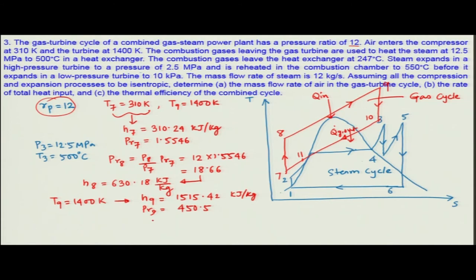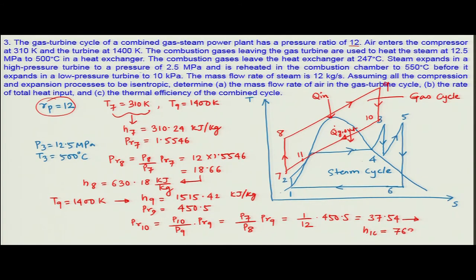Now, we can come to state 10. So, PR10, the relative pressure at state 10, should be equal to P10 over P9 multiplied by PR9. So, P10 over P9 is basically P7 over P8, right? Because P7 is equal to P10 and P9 is equal to P8. Now, P7 over P8 is nothing but 1 over 12, that is 1 over the compression ratio, and PR9 is 450.5. If you evaluate this, you will get 37.54. Now, corresponding to this PR10, you can find H10, and H10 can be obtained from the table as 768.38 kilojoule per kg. So far we have obtained the enthalpies corresponding to all the points of the gas cycle, so basically 7, 8, 9 and 10.